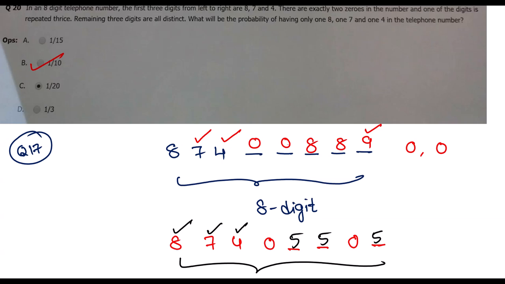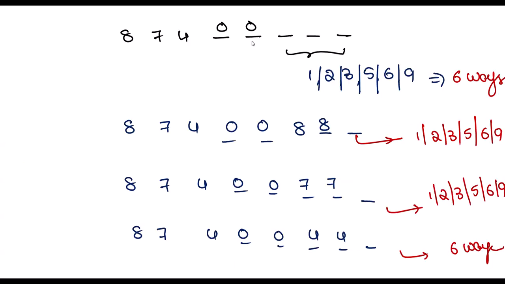The total is 600, and the favorable is 60, where we have only 181714. That arrangement should be 5 factorial. Favorable should be 874, which is common. Now we have to focus on these 5 digits.